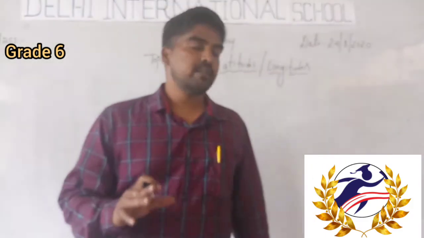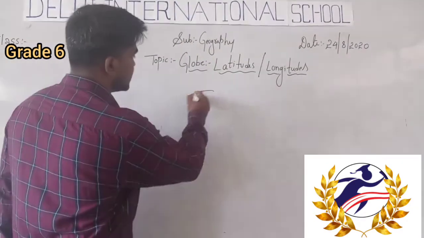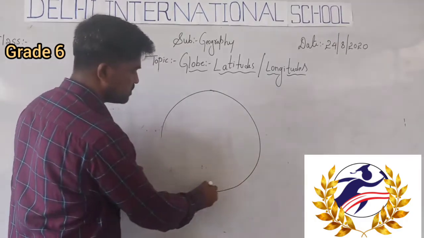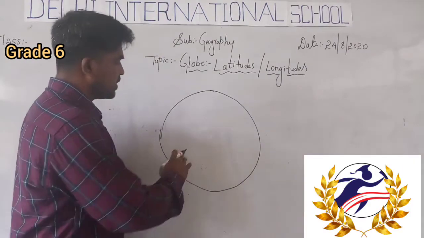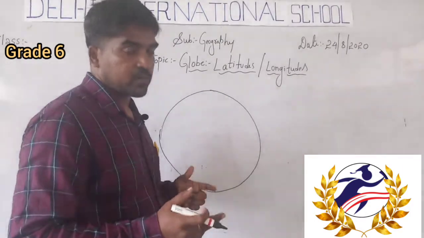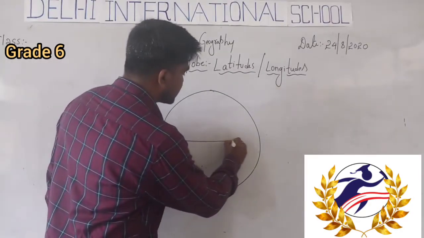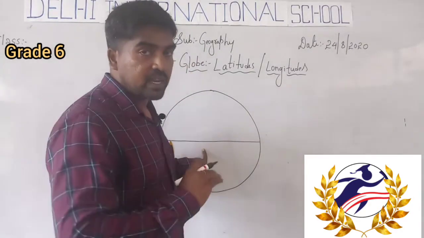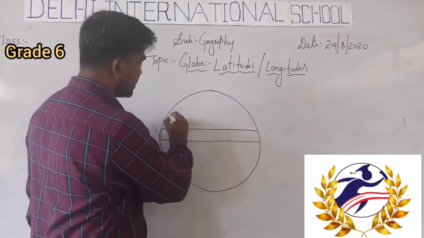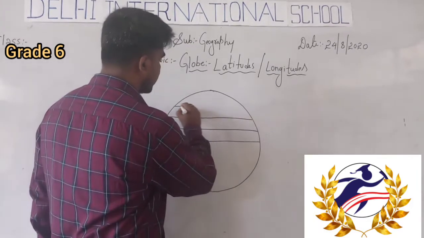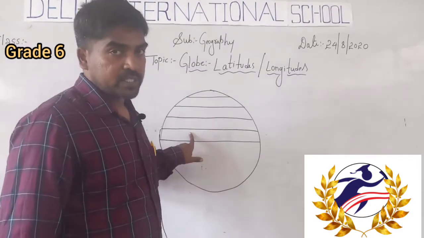So, once again I will explain the concept of latitudes and the longitudes. Just imagine this is a globe. First I will explain what are latitudes. Latitudes are horizontal lines which are drawn on the surface of the globe or on the surface of the earth. So these are known as latitudes.